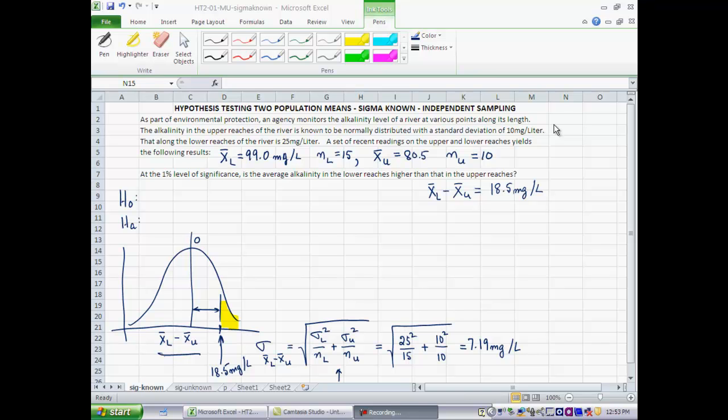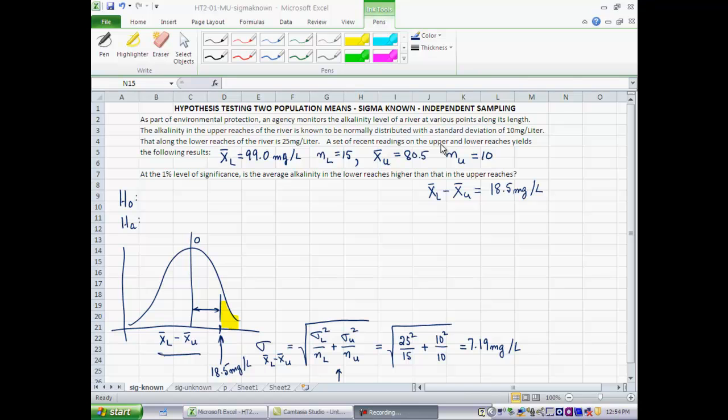So a set of recent readings are taken from the upper and lower reaches, and the sample statistics that we get: the sample mean in the lower reaches yields 99 milligrams per liter alkalinity. The sample size is 15, and so 15 samples were taken in the lower reaches of the river. Similarly, 10 samples were taken in the upper reaches of the river, and we are told that the computed sample average for the upper reaches of the river is 80.5 milligrams.